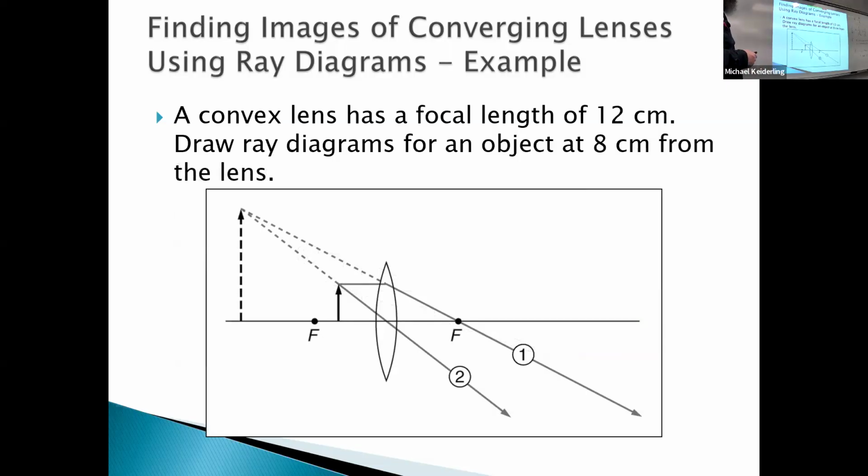Here, we have a convex lens that has a focal length of 12 centimeters. Here we have an object 8 centimeters from the lens. So this object is within the focal length, so you get an image that is larger and virtual and on the same side of the lens. And this image will be at minus 24 centimeters. So 24 centimeters from the lens, and it'll be 3 times as big as the initial object.